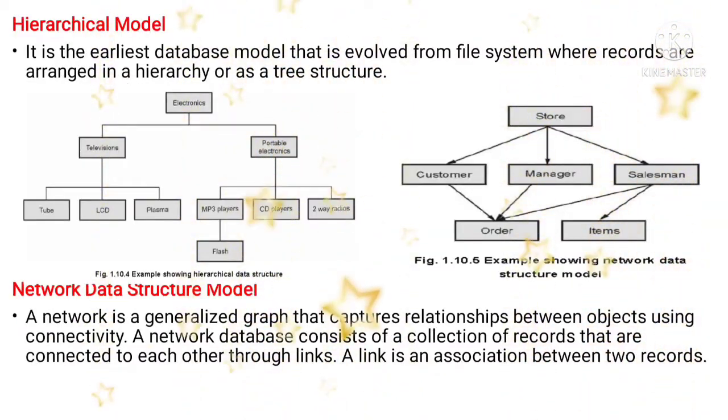Next is the hierarchical model. It consists of superclass and subclass. The superclass is called a parent and subclasses are called children. So, using that hierarchical level, we are calculating the data. Next is the network data model. In that, there will be a relationship among the objects. One object is related to the other object using communication or a link. The link is an association between two records.